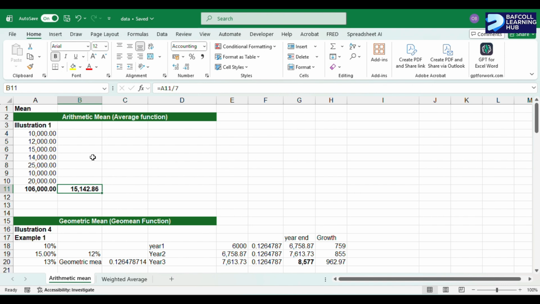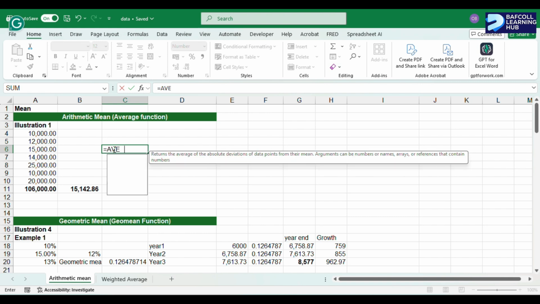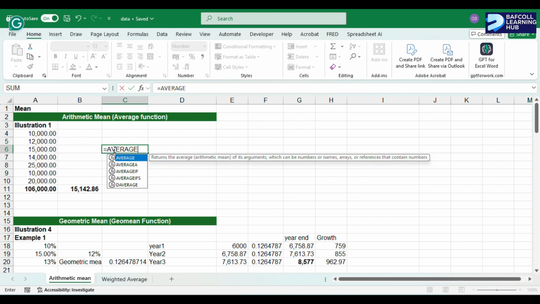That gives me 15,142.86. But if we are leveraging Excel to do this, we use the average function to get the arithmetic mean. So we go ahead with equals average. As you can see, it returns the average, the arithmetic mean of its arguments, which can be numbers or names, arrays or references that contain numbers. Then we select the whole range.